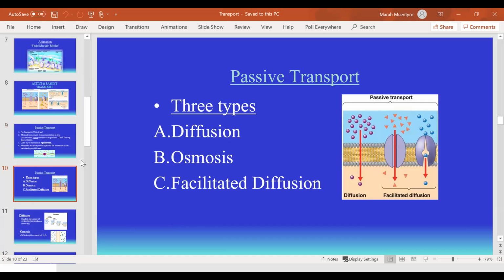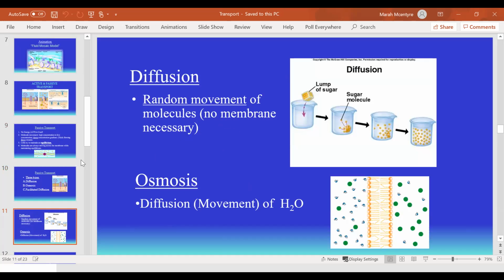There are 3 types that we're going to talk about: diffusion, osmosis, and facilitated diffusion. Diffusion is the random movement of molecules, no membrane necessary. If you look at our picture over there, you put a lump of sugar into water, and over time, the sugar is going to diffuse throughout all of the water. There's not an order. It's just random movement of these sugar molecules throughout the water. Osmosis is that same process that we see with diffusion, but this is going to just be talking about water, the movement of water back and forth through the membrane.